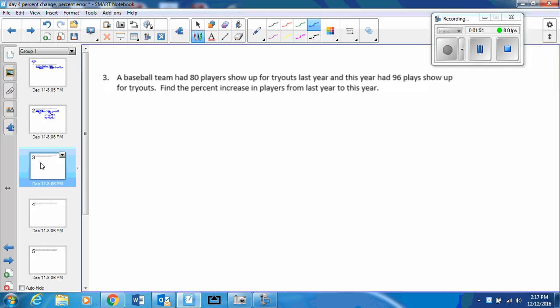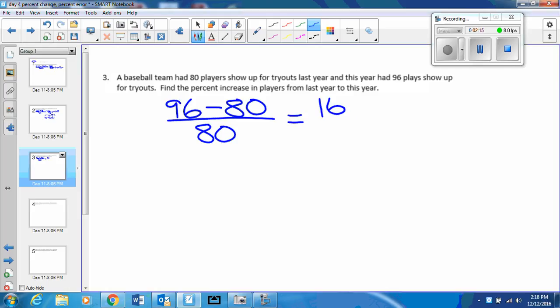Question 3. A baseball team had 80 players show up for tryouts last year, and this year had 96 players show up for tryouts. Find the percent increase in players from last year to this year. So I take the new amount, subtract the original from it, and divide it by the original. 96 minus 80 is 16. And then 16 divided by 80 gives me 2/10, which would be a 20% increase in the tryouts.